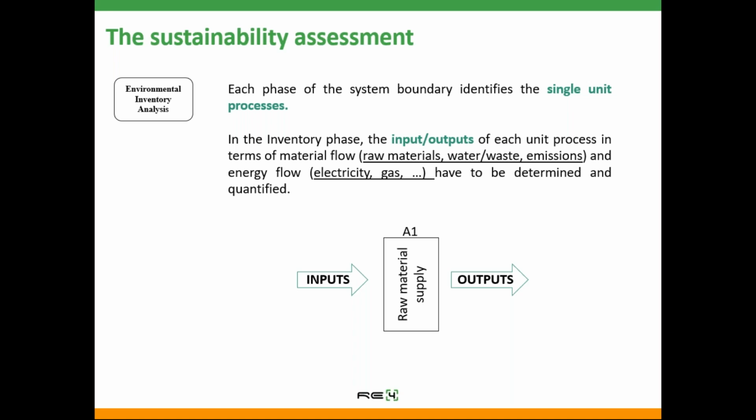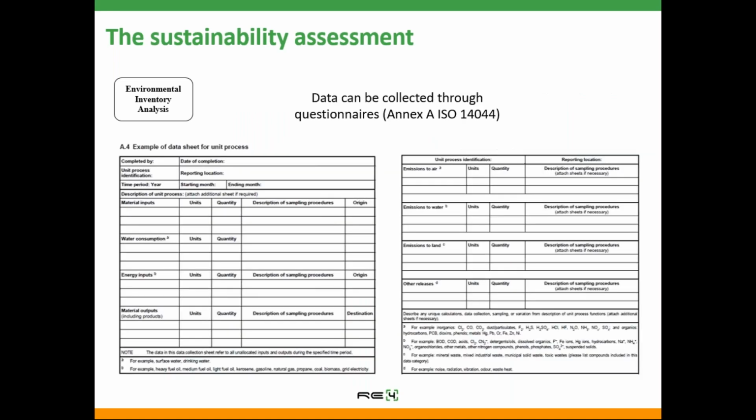In the inventory phase, the inputs and the outputs for each unit process in terms of material flows, so that raw materials, water, waste, emissions, and the energy flow, electricity, gas, and others, have to be determined and quantified. All inputs and outputs data can be collected through questionnaires to be sent to producers and their suppliers. An example is here provided and referred to the data collection questionnaire within the Annex A of the ISO 14044.